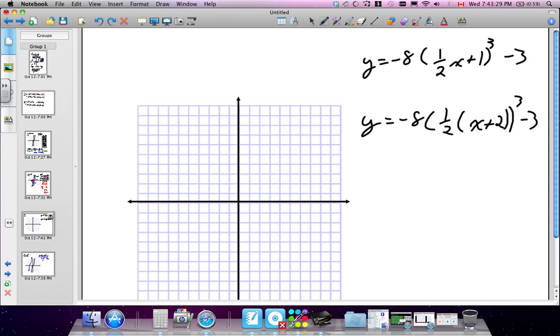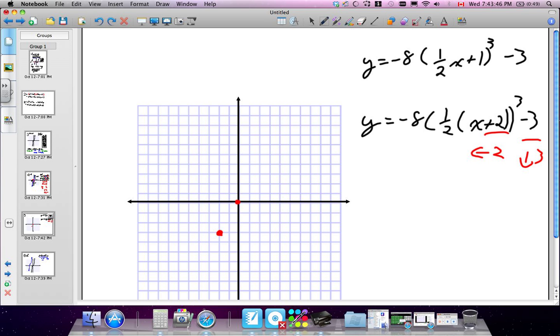Cubed minus 3, right? That was our new function. Do you want me to draw the original, or are you okay with it? Okay, let's just talk about the movement then. The original center is there. Left 2, down 3. That makes sense?